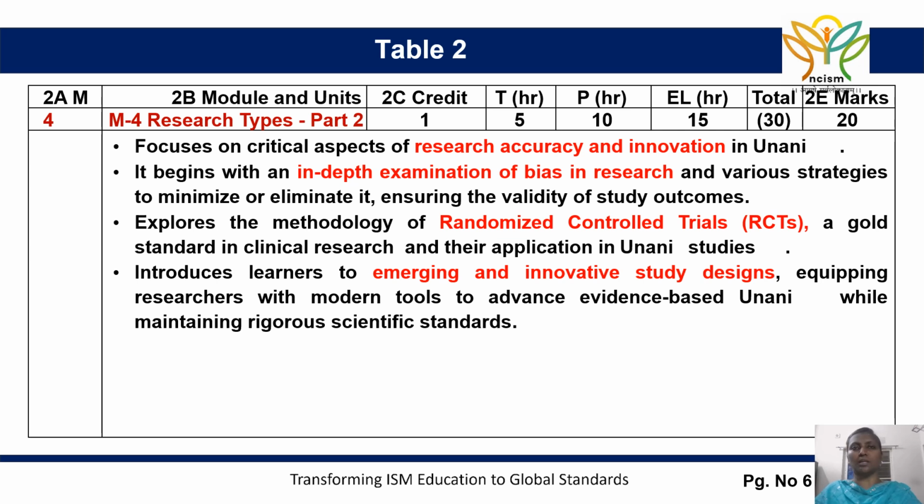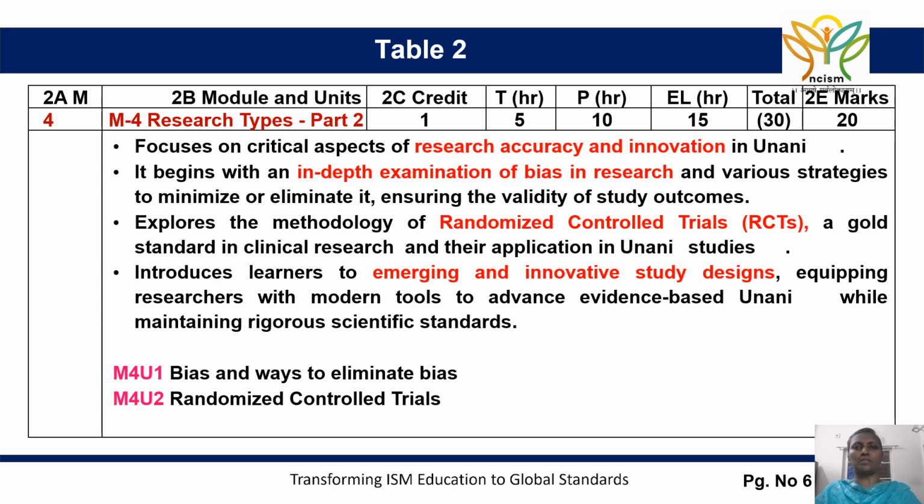This module has 3 units. Unit 1, Bias and Ways to Eliminate Bias. Unit 2, Randomized Control Trials. And Unit 3, Newer Study Designs.